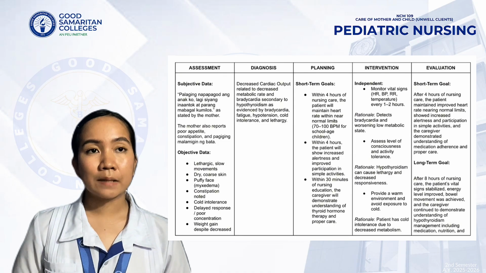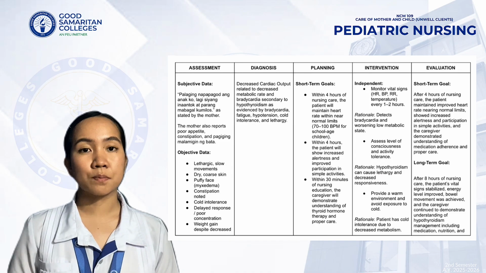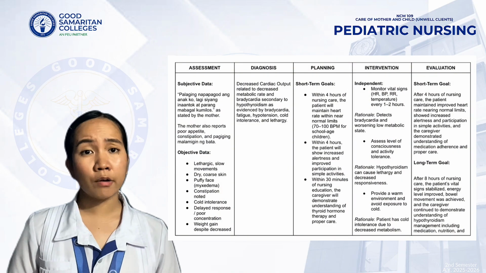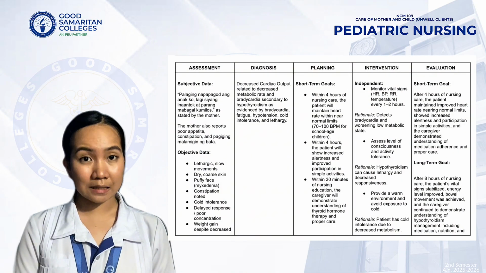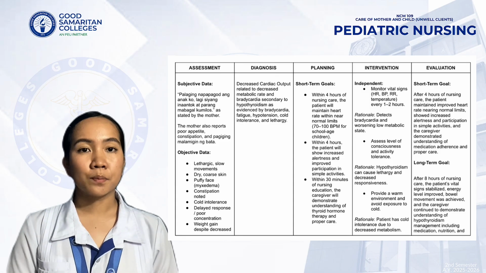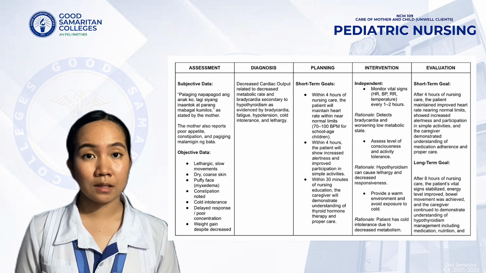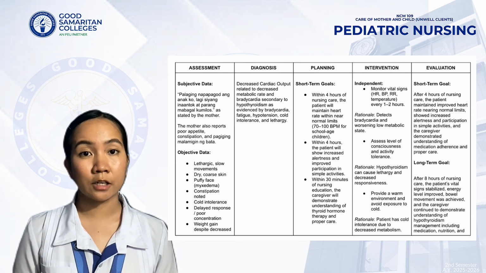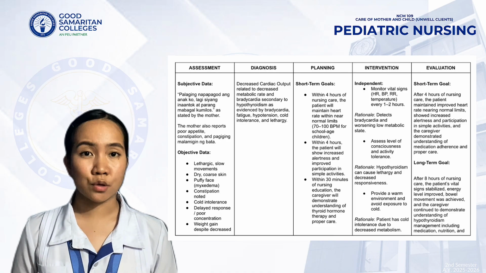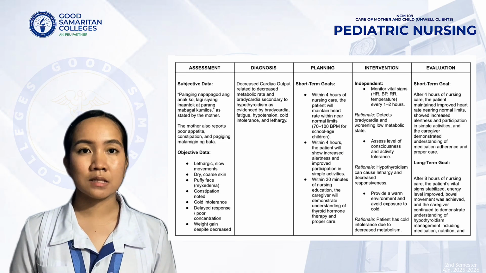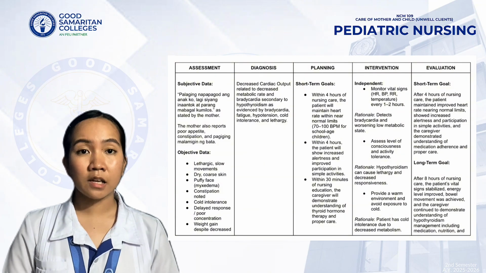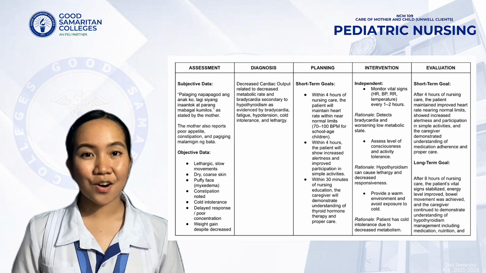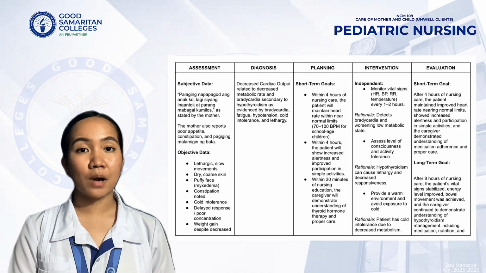So, for planning naman po, syempre kailangan natin ng response sa condition ni patient. So, meron po tayong goals. For our goals, we divided it into short-term and long-term. For short-term po, yung goals natin within 4 hours of nursing care. First, the child will maintain heart rate near normal limits. The child will show increased alertness and participate in simple activities. And the caregiver will demonstrate understanding of thyroid hormone therapy and proper care.